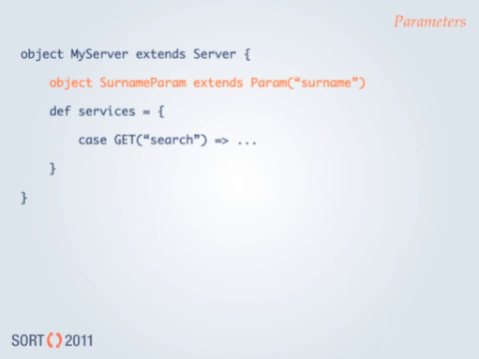We'll define an object to represent that parameter. To do that, all we have to do is say object, give it a name, in this case surname param, extends param. When you extend param, you give it the name portion of the name value pair. To then use that parameter, you can simply use an AND operator, like you'd use in an if statement, to say, I want to match on an HTTP GET that has a top level path of search and where the query string contains a name value pair where the name is surname and the value is Stokes.